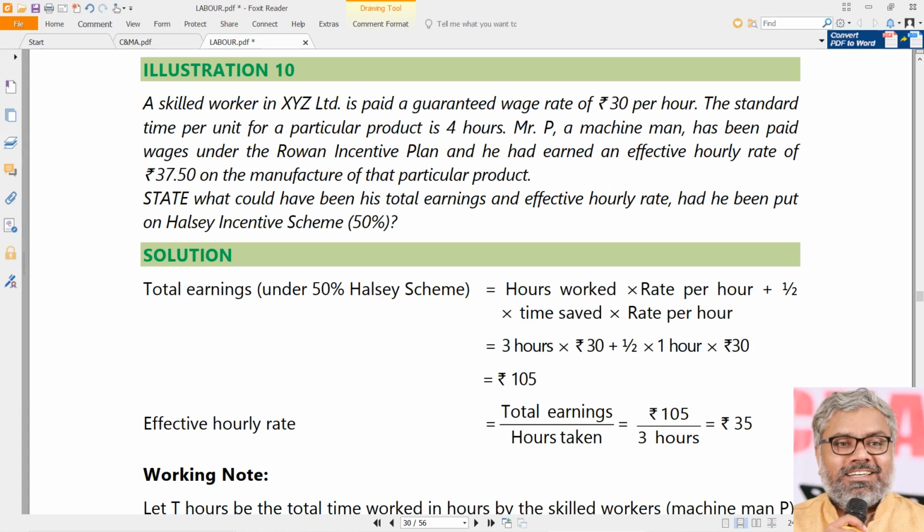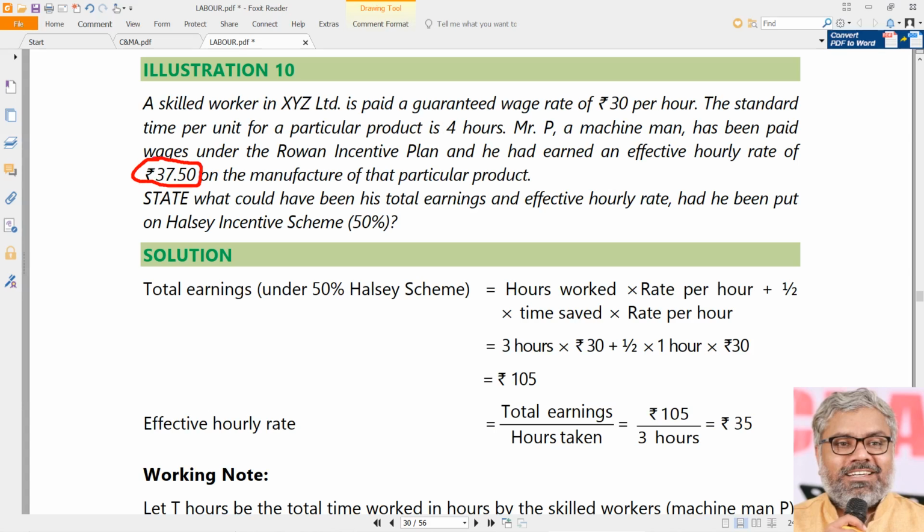Illustration 10. A skilled worker in XYZ Limited is paid a guaranteed wage rate of 30 rupees per hour. So that is his R, we can say, the rate per hour. Standard time per unit for a particular product is 4 hours. That can be called time allowed. Mr. P, who is a machine man, has been paid wages under Rowan incentive plan and he had earned an effective hourly rate of, look at this, 37.5.